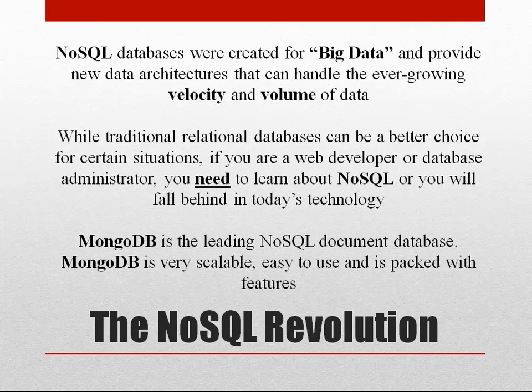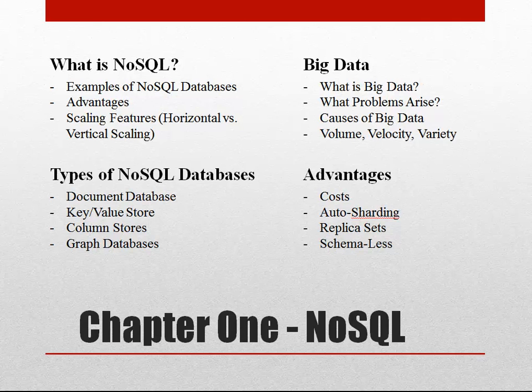MongoDB is the leading NoSQL document database. There's 4 types of NoSQL databases, which we'll get into in a bit. MongoDB is very scalable and has a lot of different features that we'll go over in this course. So let's go through a quick summary of the course. There'll be 5 chapters. In each chapter there is 4 to 6 sections, each section including at least 1 video and the program files for that section.